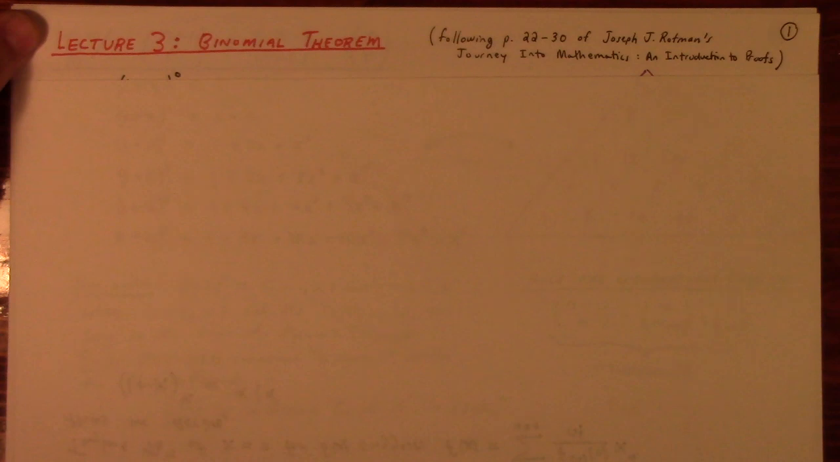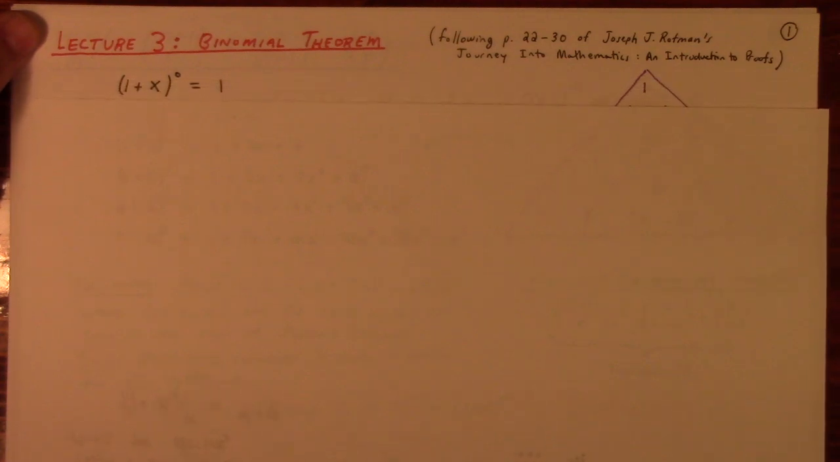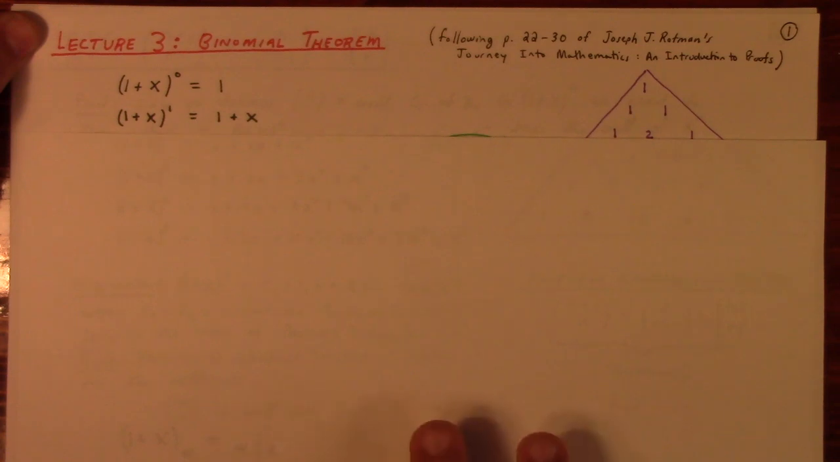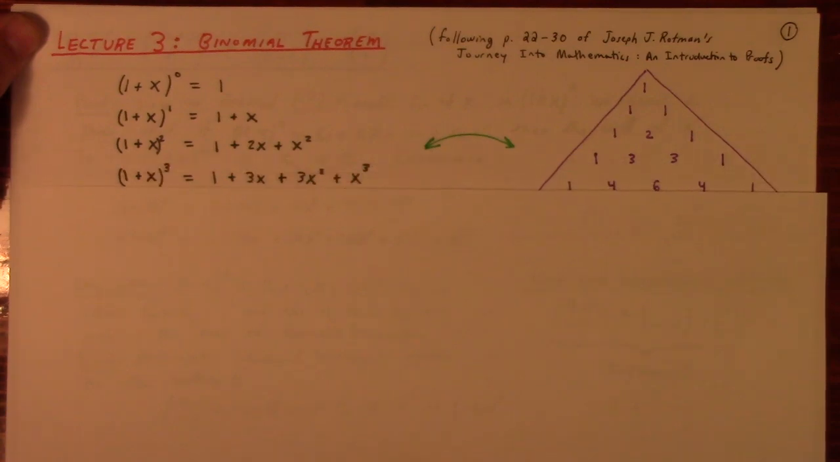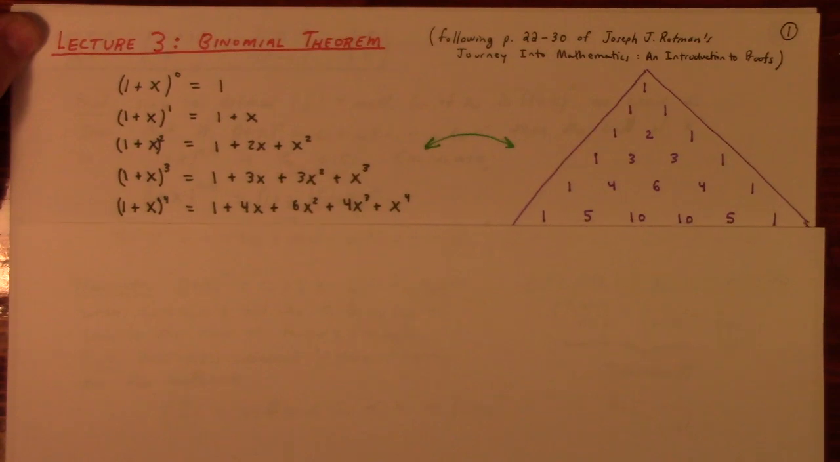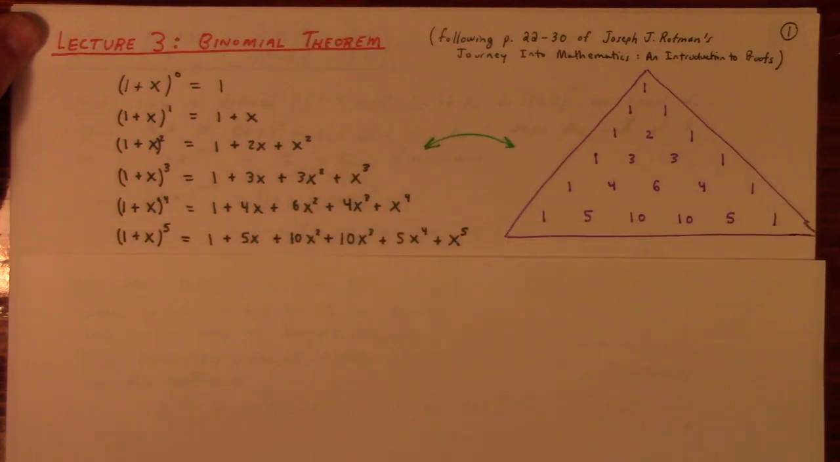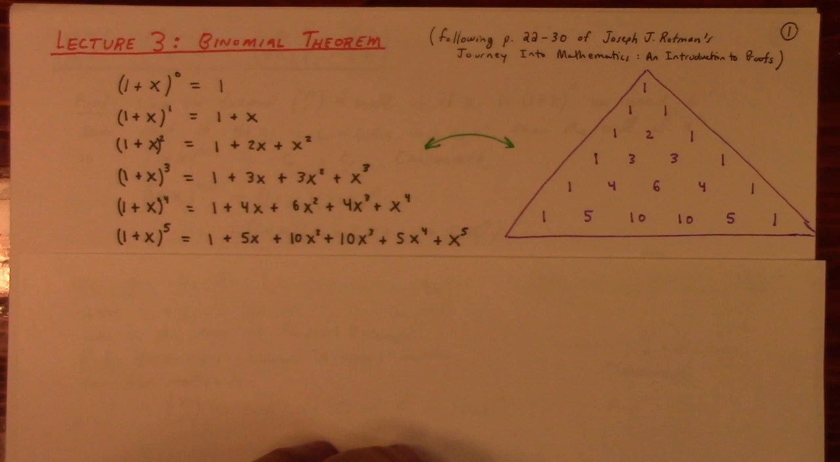So here we go. First of all, look at 1 plus x to the 0 power. Well, that's 1. Look at 1 plus x to the 1 power. That's 1 plus x. 1 plus x squared is 1 plus 2x plus x squared. And 1 plus x cubed is that. And 1 plus x to the 4th is that. And 1 plus x to the 5th is that. All right, straightforward polynomial algebra.